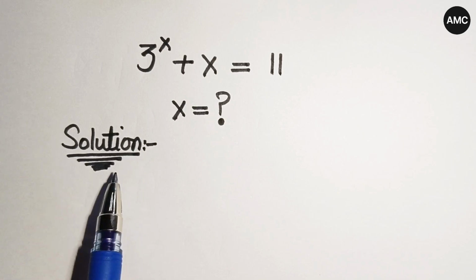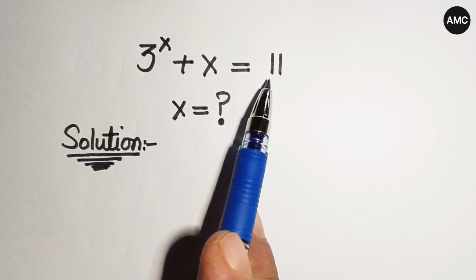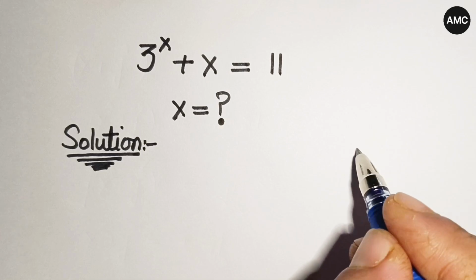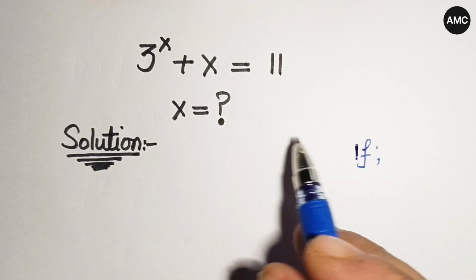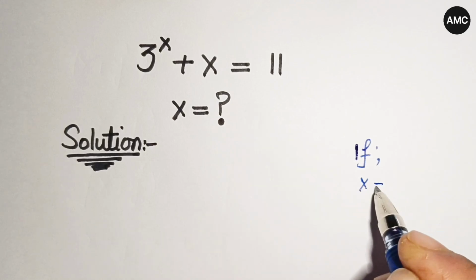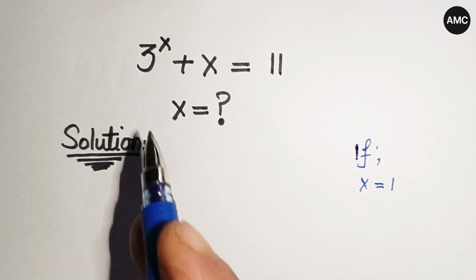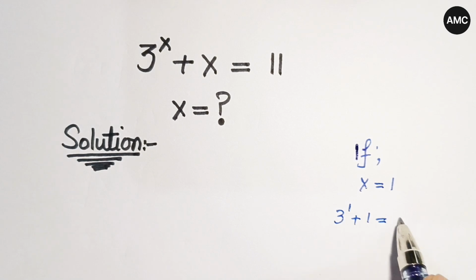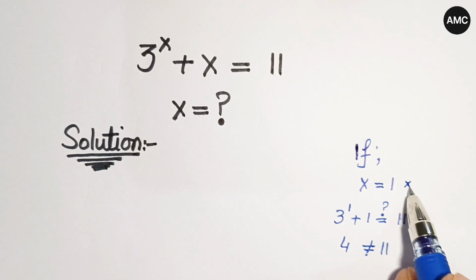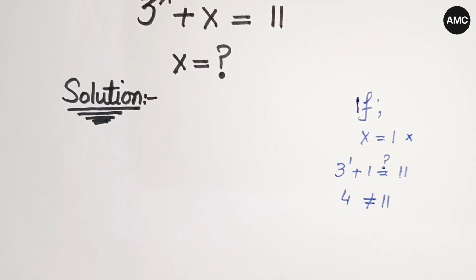So starting our solution, let us suppose we put x equal to 1. So what will be the answer? 3 to the power 1 plus 1 is equal to 11? Here we get 4, which is not equal to 11. So it is rejected; x is not 1.